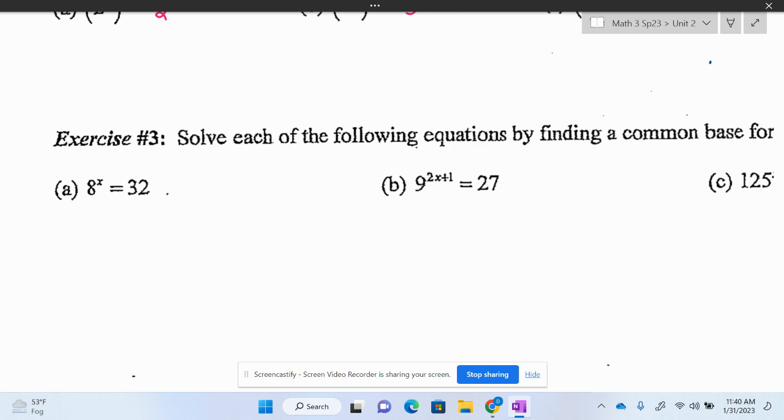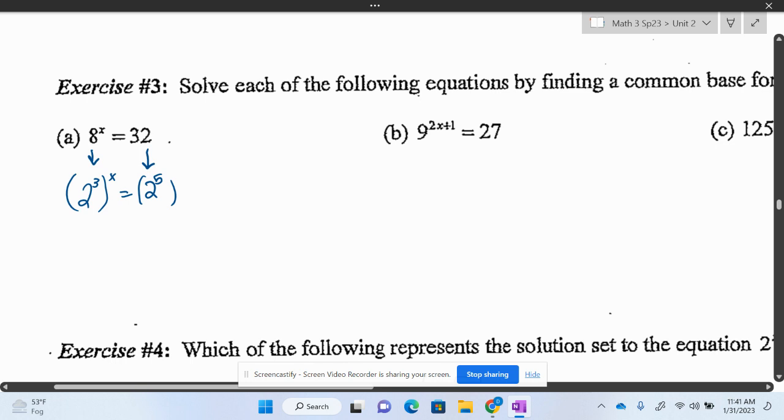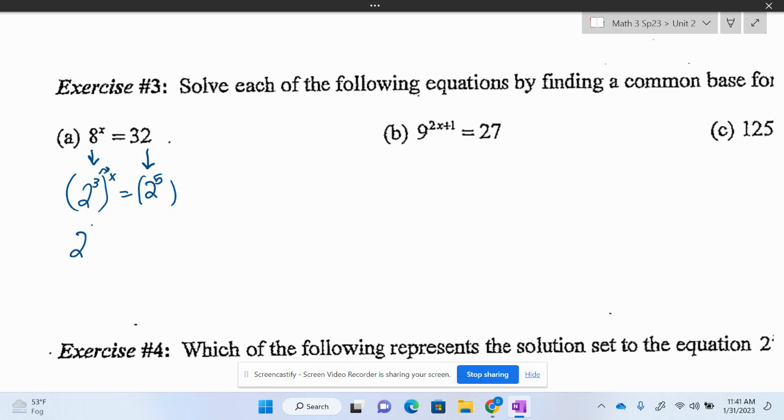In the 2 columns, right? So 8 is the same thing as 2 to what power? 2 to the third. Okay, and I have to remember that it's being raised to the power of x on the outside. And then 32 is the same thing as 2 to what power? 2 to the fifth. And I'm not taking 32 to anything, so I don't have a power on the outside of that. So when I distribute, I really have 2 to the 3x equals 2 to the fifth.